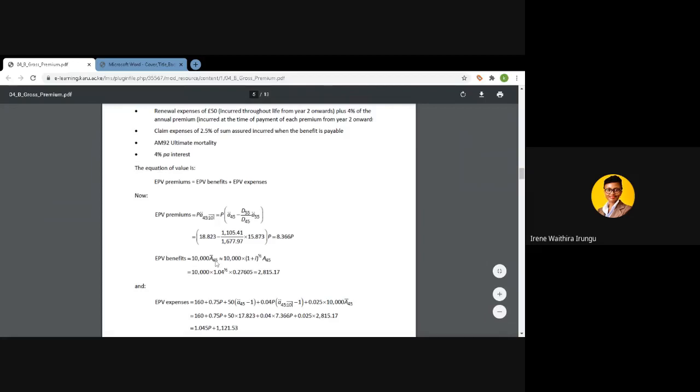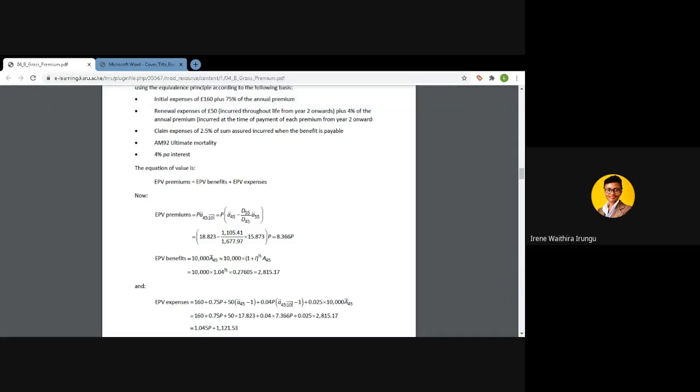So again, you can approximate your A bar x and write it in terms of A_x using the acceleration factor, which is (1+i)^(1/2). Then you can read this value directly from your AM92 ultimate mortality table. So again, confirm that the figures are correct so that it gives you this as your EPV for the benefits.